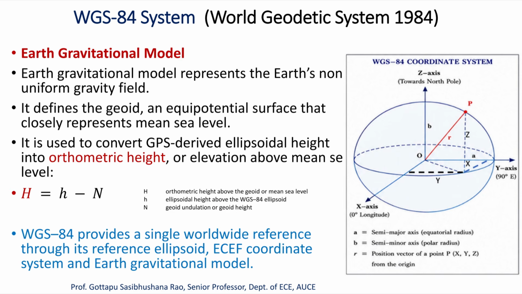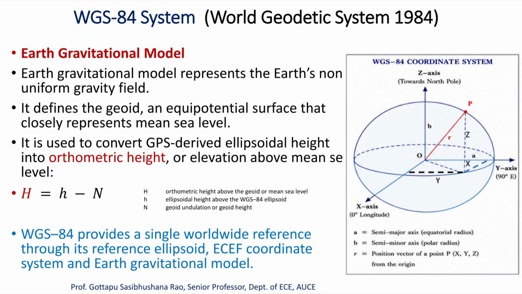Moving to the Earth gravitational model, this component represents the Earth's non-uniform gravity field. It defines the geoid, which is an equipotential surface that closely represents mean sea level. It is used to convert GPS-derived ellipsoidal height into orthometric height, representing elevation above mean sea level, using the formula H = h - N. Overall, WGS-84 provides a single worldwide reference through its reference ellipsoid, ECEF coordinate system, and Earth gravitational model.